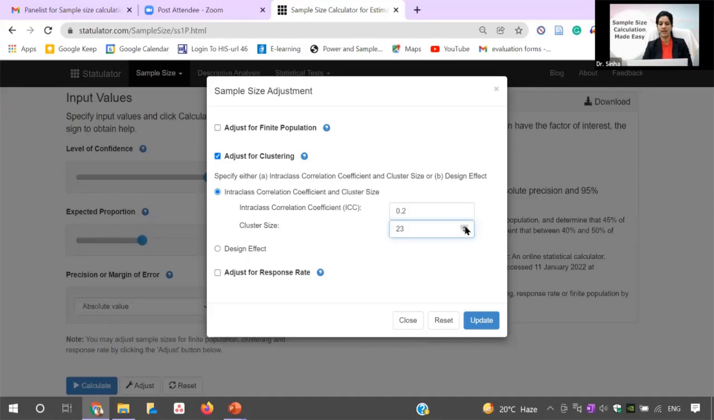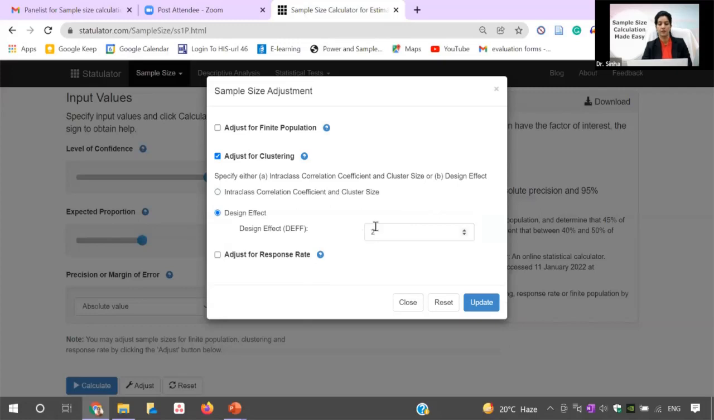But since in this case, the author has used this 1.2. What is the reason for that 1.2? He has not mentioned, but let's see. So we will use this example of design effect. The default design effect in Statulator is 2, because I said it is the safest option. But since the author has used 1.2, I will type this 1.2 design effect here. And then the author has not adjusted for response rate or finite population. So I will just press this update.